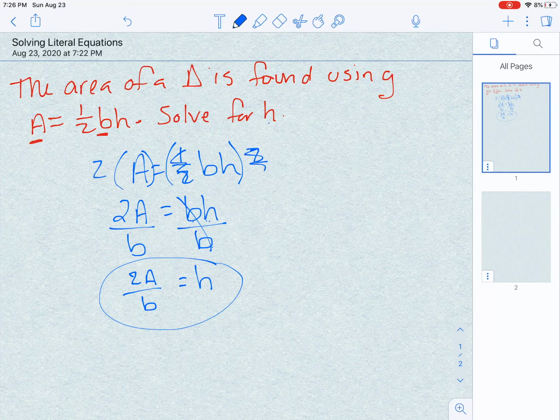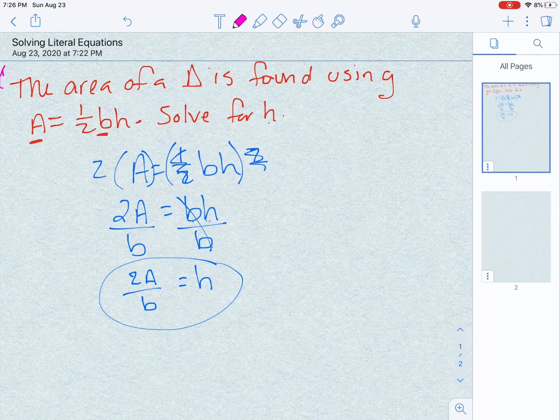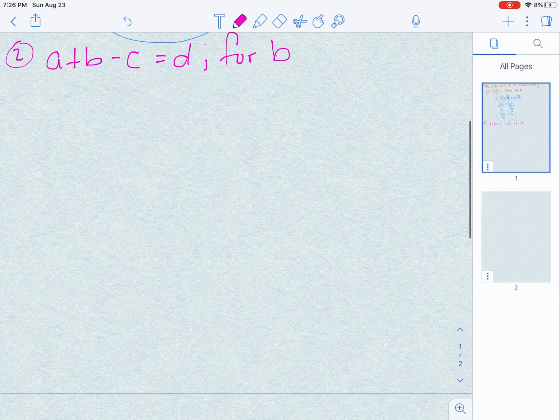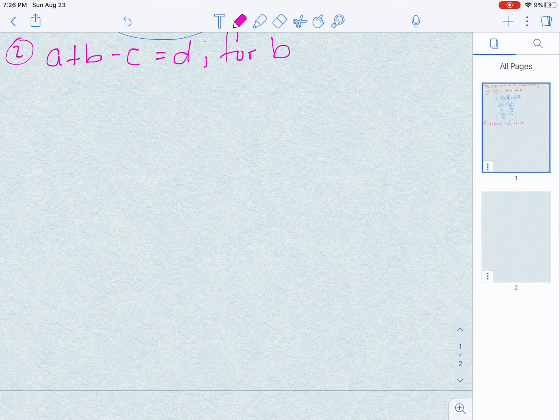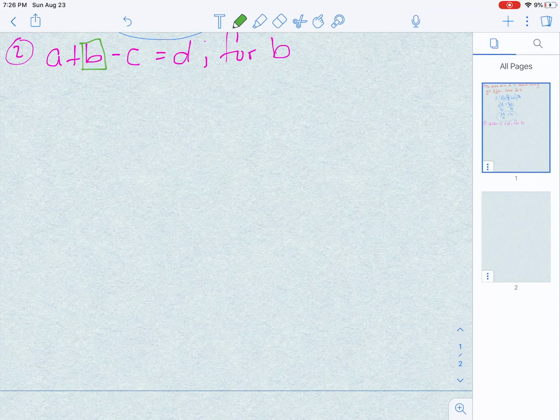All right, so let's practice another one like that. Let's do one like this. So this was example 1. Here's example 2. Let's do A plus B minus C equals D. And we're going to solve for B. Okay? So, what do I need to get rid of? I need to isolate this B right here.